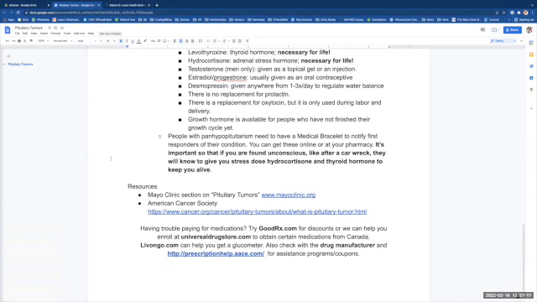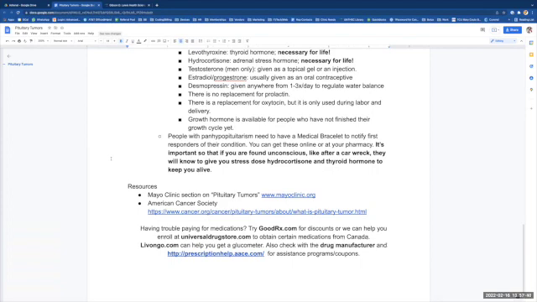Desmopressin can be given anywhere from 1 to 3 times a day to regulate water balance in the body. There is no replacement medication for prolactin. There is a replacement for oxytocin called pitocin, but this is used during labor and delivery only. Growth hormone is available for people who have not finished their growth cycle.